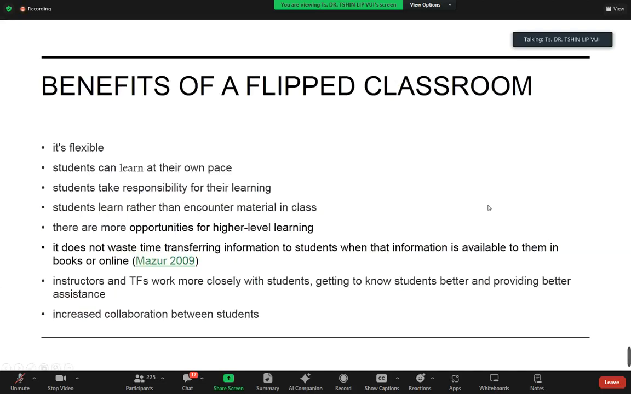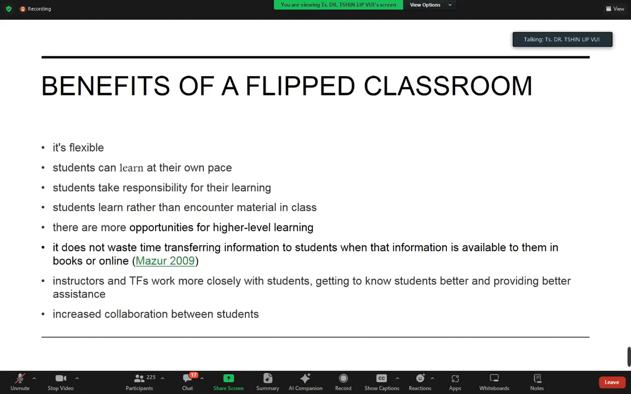Okay, so the benefits of the flipped classroom. It is flexible. Yes, as mentioned, students can learn at their own pace whenever they are free, at their own time. Students take responsibility for their learning. The students learn rather than just encounter material in class. There are more opportunities for higher level learning. It does not waste time transferring information to students when the information is available to them in books or online.